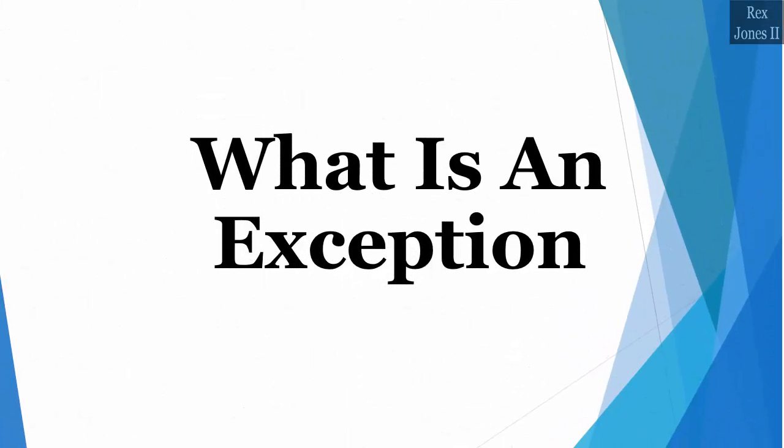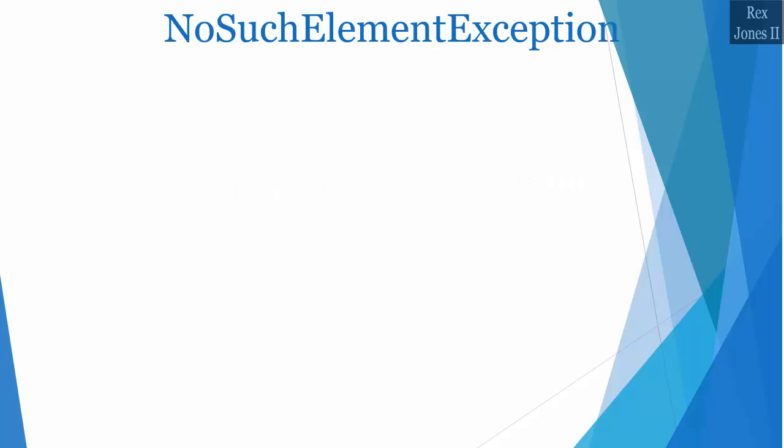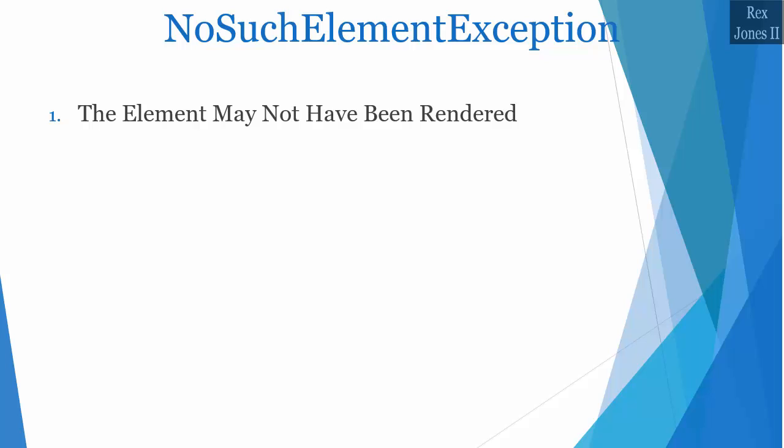What is an exception? An exception is an event that happens at runtime. It stops our program from running and does not provide our expected result. The first exception is NoSuchElementException. This means the element we are trying to locate does not exist. There are 3 reasons for a NoSuchElementException. First, the element may not have been rendered on the application. This could be a problem with the application, or the previous test step failed in our test script.